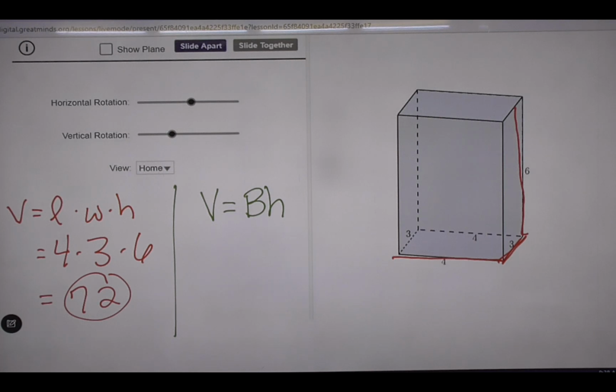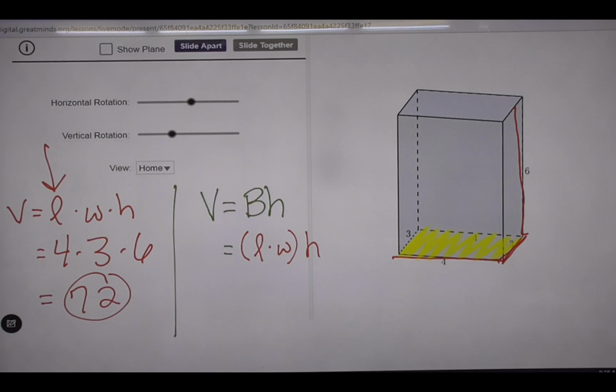So when we use it this way, the area of the base, we're going to have to look and see what the base is. Our base is right down here. What shape is that? A rectangle. How do you find the area of a rectangle? Length times width, right? So we would do length times width and then multiply times the height. So notice how it's the same thing because it's a rectangular prism? Because this formula right here only works for rectangular prisms.